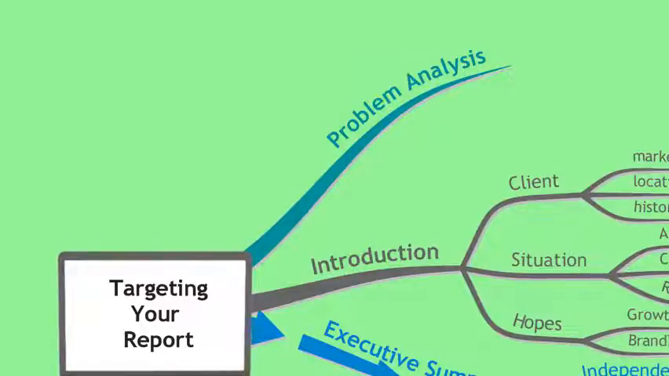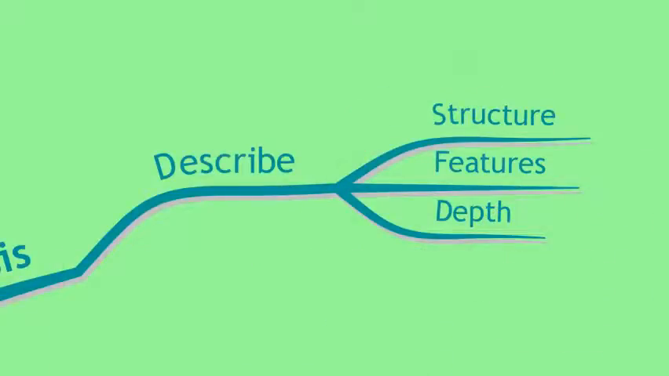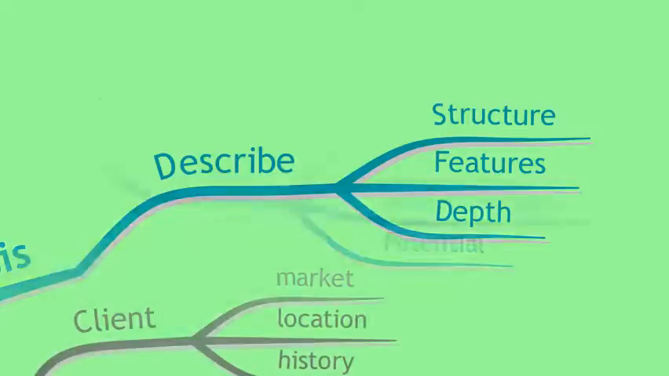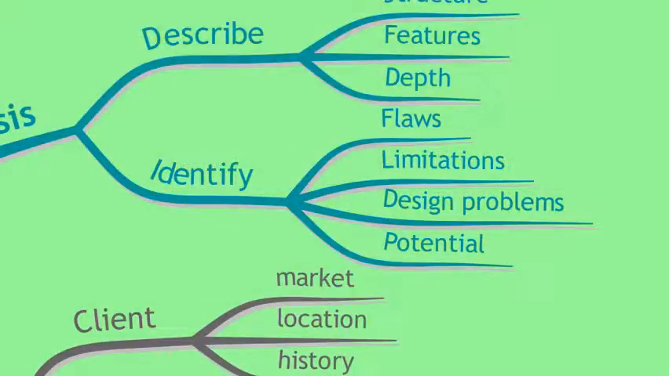Now, the problem analysis section is the first really meaty section of the report. Here you need to describe the website that you are trying to improve. You want to look at what it's structured like, how people go through it, what kinds of features it has, how deep it goes. And then you also want to identify any flaws or limitations, design problems, and also potential for improvement.